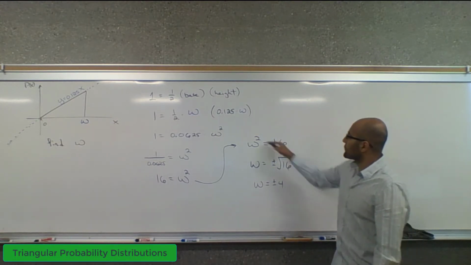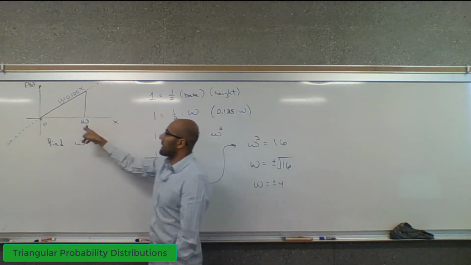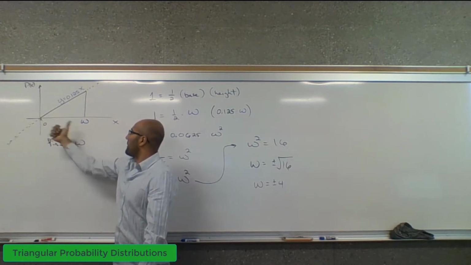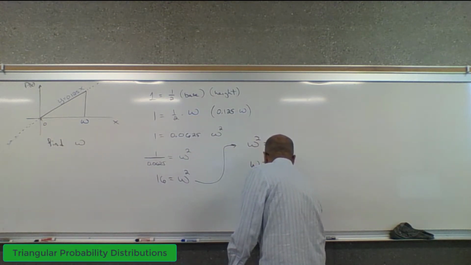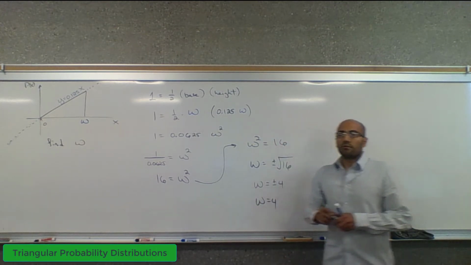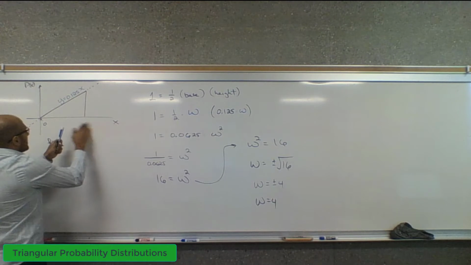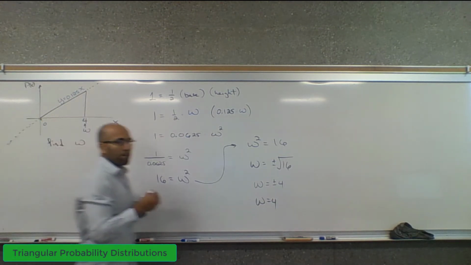So the answer to the equation is plus or minus 4, but according to my picture, I can tell that it's definitely not negative, right? Because I'm starting at a positive number. So I can ignore the negative and say that W must be equal to 4. So I discovered what that value is. So let's go back over here, and I'm just going to rewrite this as 4. W is 4.